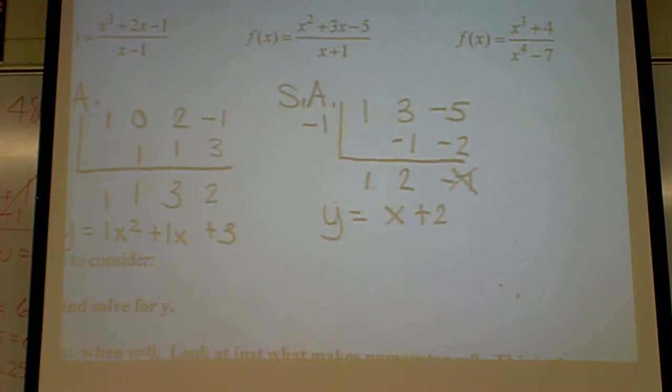I have a question. What would you do if the denominator was 2x plus 1? What would you do now? There's still a slant asymptote. Long division. Good answer. Long division.